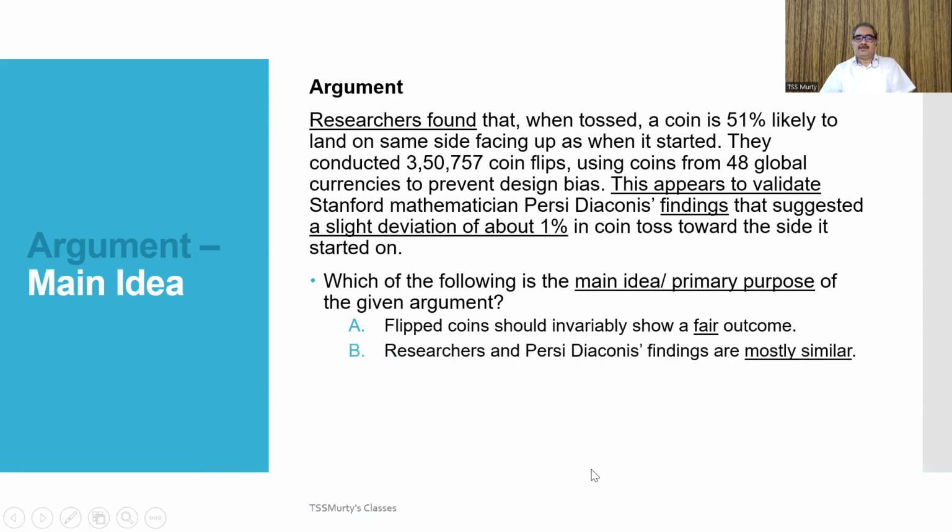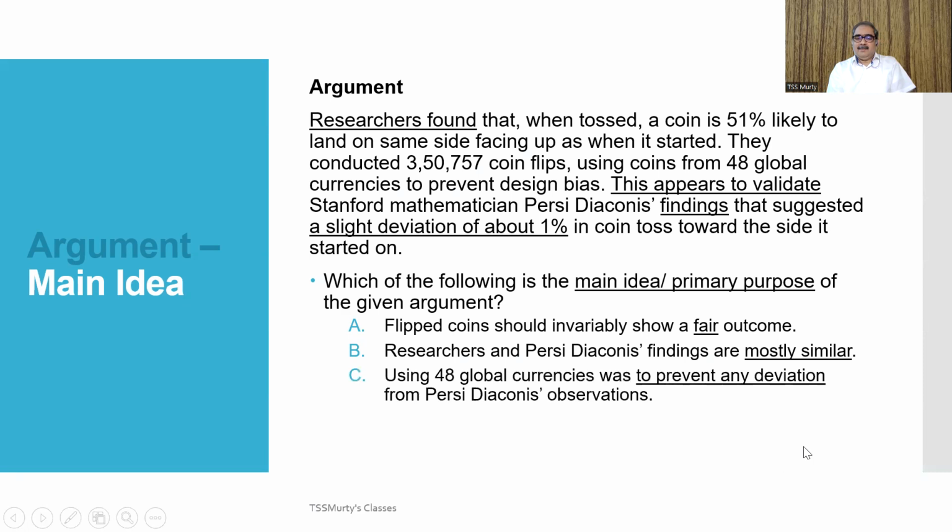Then moving forward, choice B says, researchers' and Persi Diaconis' findings are mostly similar. There is a deviation, about 51% in the researchers' findings, and it appears to be that 1% deviation in even Persi's findings. So they are mostly similar. The underlying part is mostly similar here. Makes sense. Probably B is my answer. Let's move on and check the other two choices also before we zero in on choice B.